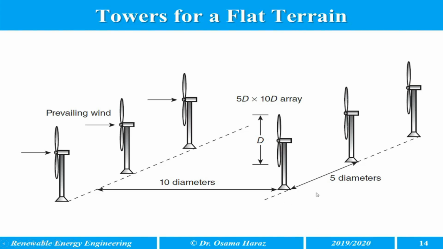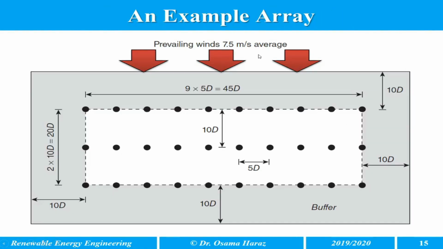And we are going to install one row. The spacing between each turbine is 5D. And between one row and the other row, you have to keep the distance 10D, 10 times the diameter. So in this way, you are going to form a wind farm. This is another example for an array.